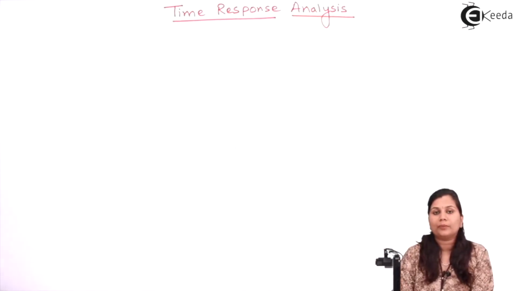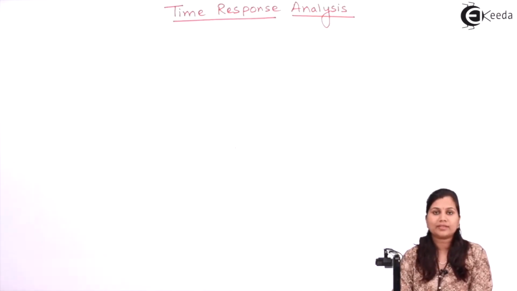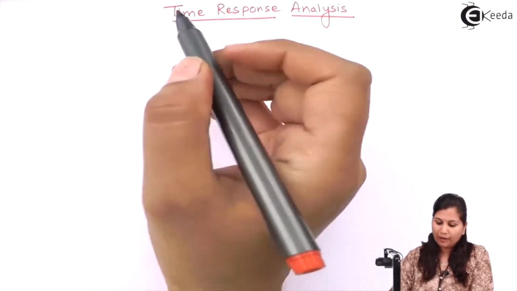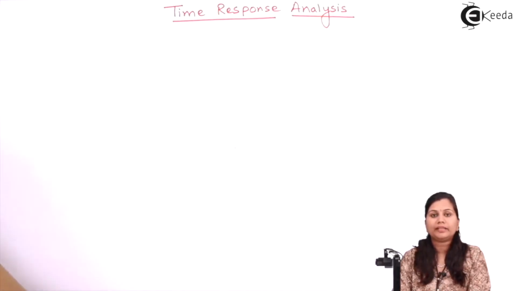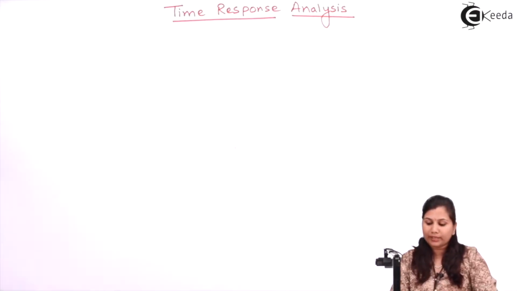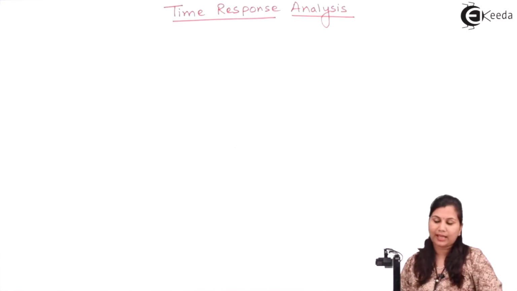Up till now, we have studied the control system and we have derived the mathematical model of the control system. After deriving the mathematical model, our first motive will be to analyze the performance of the system for various types of inputs. In the analysis of the performance of the control system, first we have to see what will be the response of the system towards various input signals.